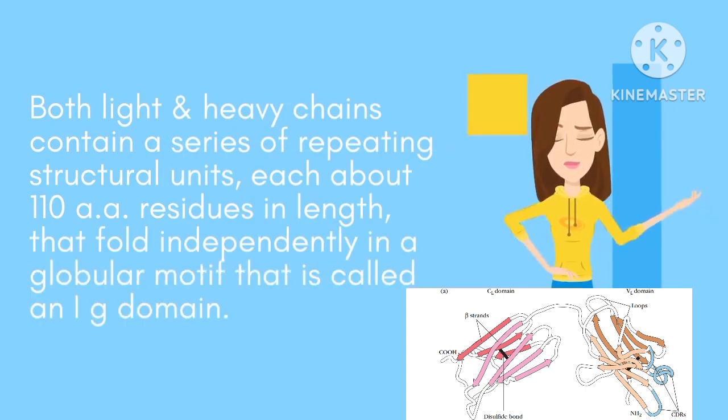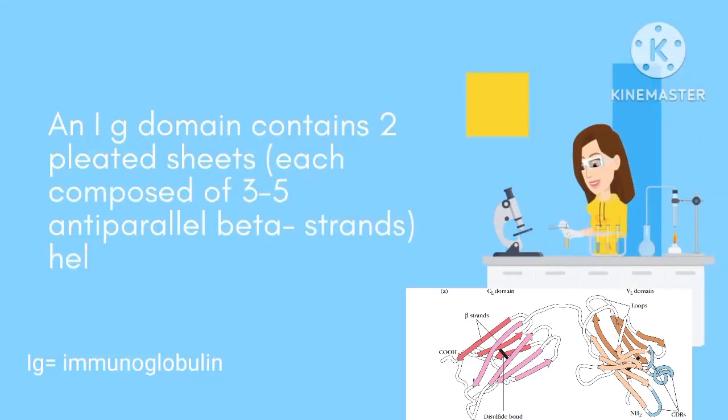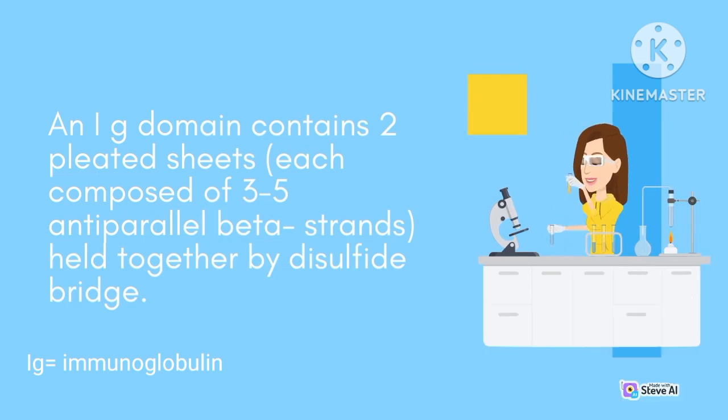Both light and heavy chains contain a series of repeating structural units, each about 110 amino acid residues in length, that fold independently in a globular motif called an Ig domain. An Ig domain contains 2 pleated sheets, each composed of 3 to 5 antiparallel beta strands, held together by a disulfide bridge.